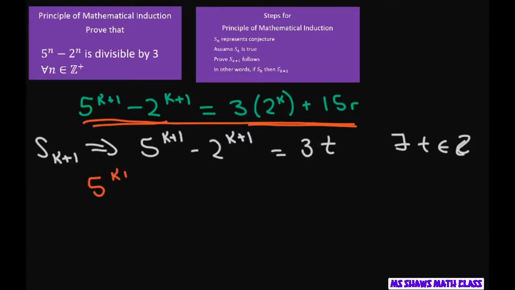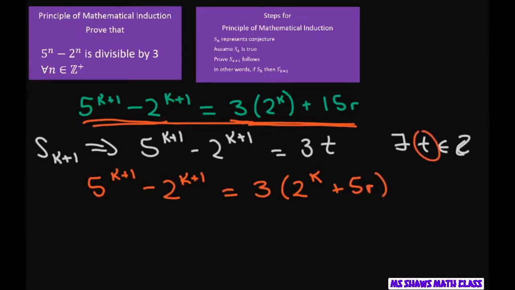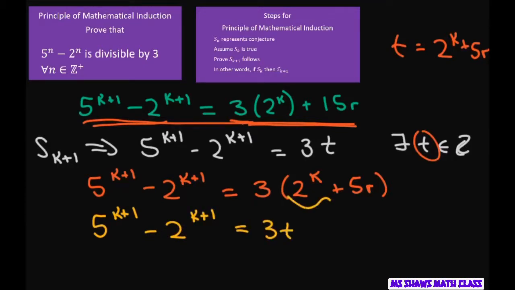So we have 5 to the k plus 1 minus 2 to the k plus 1 equals, and I'm going to factor out a 3. So you have 3 times 2 to the k power plus 5r. Now I'm going to let t equal 2 to the k plus 5r. So we end up getting 5 to the k plus 1 minus 2 to the k plus 1 equals 3t. I'm letting this be t. And we've achieved our goal in letting these two equal each other.